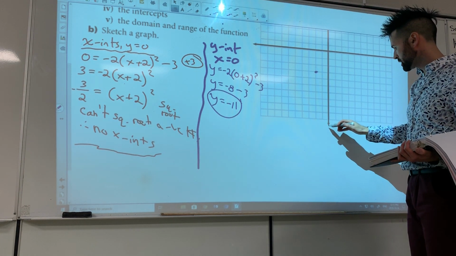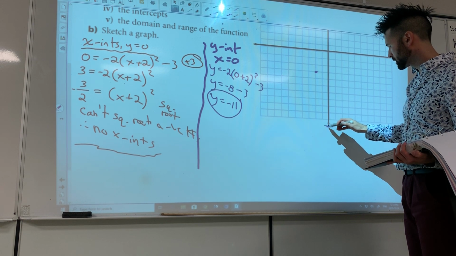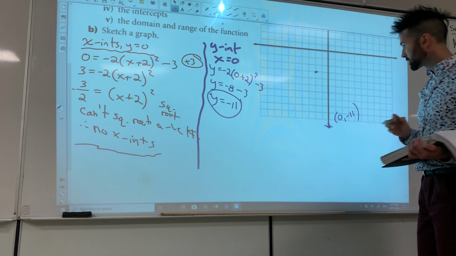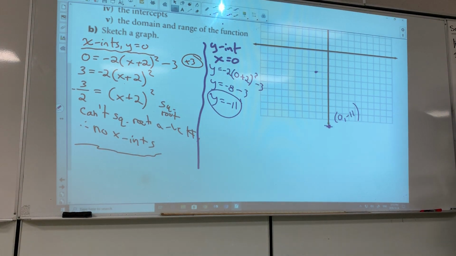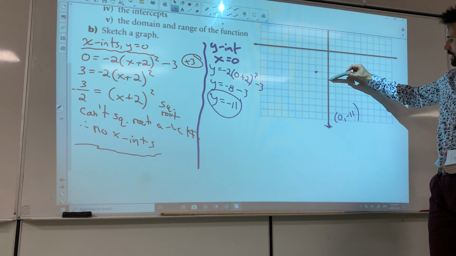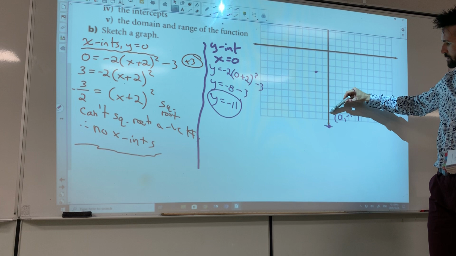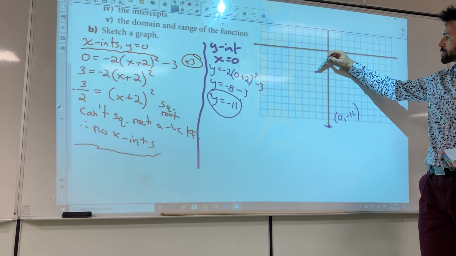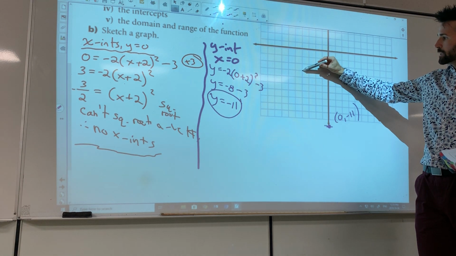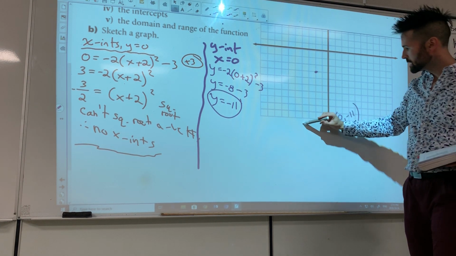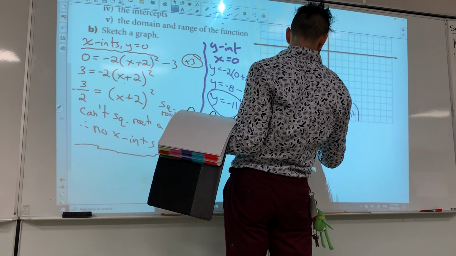Now, this is 10. So I'm just going to go one more tick mark. And I'm going to label that as (0, -11), because that's my y-intercept. Now remember, parabolas are symmetrical. So if you start on this point and go 2 that way, and then 1, 2, 3, 4, 5, 6, 7, 8 down, that's a point. So if I reverse that on the other side, go 2 this way, then 8 down, 1, 2, 3, 4, 5, 6, 7, 8, and that's another point on the graph, okay?